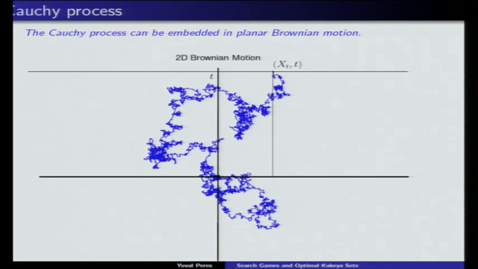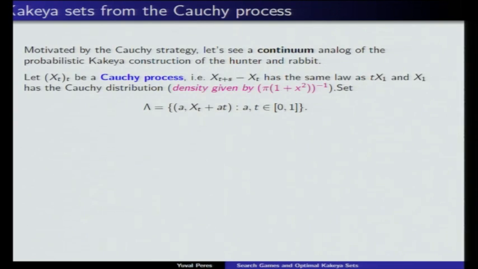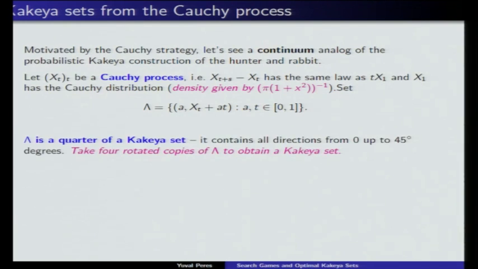So again, the Cauchy process has the property that x_{t+s} minus x_t has the same law as s x_1. There is a typo here. And x_1 has the Cauchy distribution. Now, here is the Kakeya set. Look at all points of the form a x_t plus at, where a is in [0, 1]. So I claim this is, again, a quarter Kakeya set. It contains all directions from 0 up to 45 degrees.